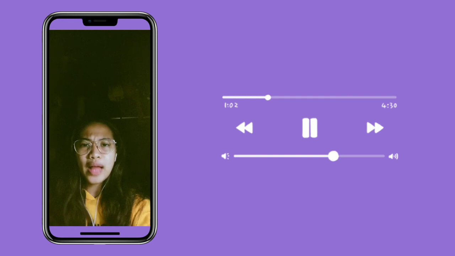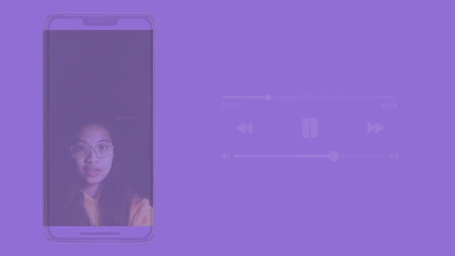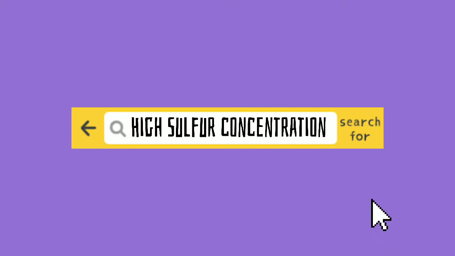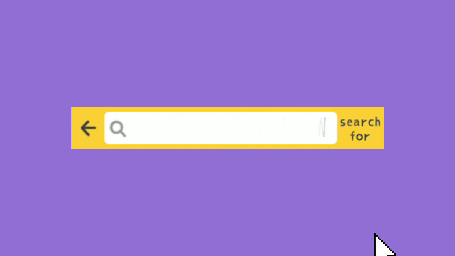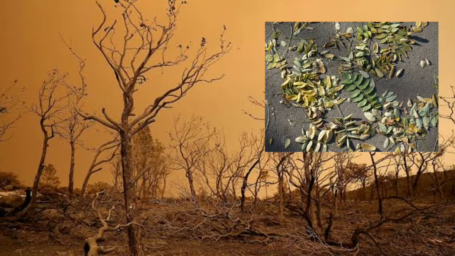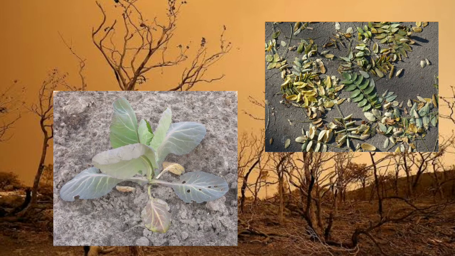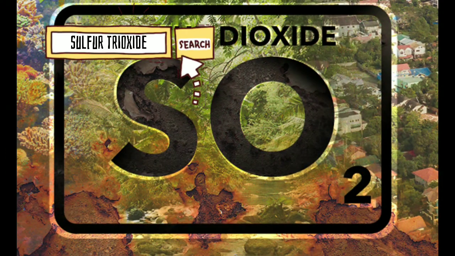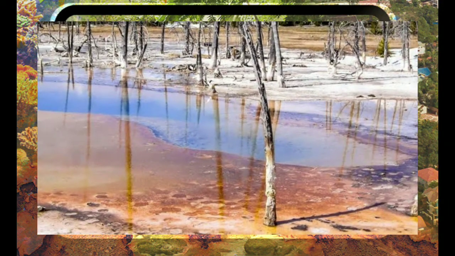Now, what will happen to our environment if there is too much sulfur in it? If there is high concentration, sulfur can harm trees and plants by damaging foliage and decreasing growth. Sulfur dioxide and other sulfur oxides can contribute to acid rain, which can harm the ecosystem.